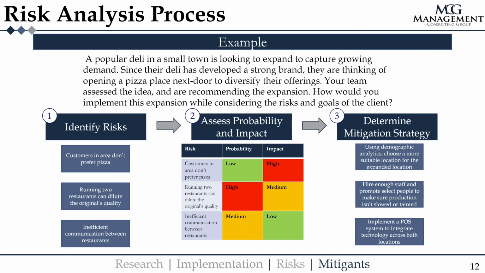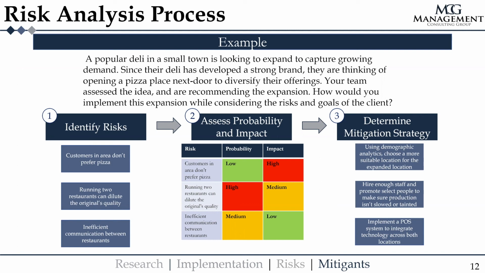So the first step, of course, is to identify the risks. We have three written down here that are all specific and would address potential problems. Customers in the area don't prefer the pizza. There's also the fact that running two restaurants can dilute the original restaurant's quality. And finally, there's the risk of inefficient communication between restaurants. Again, these are all good risks, very specific. No one risk could really apply to any other recommendation, so that's important.